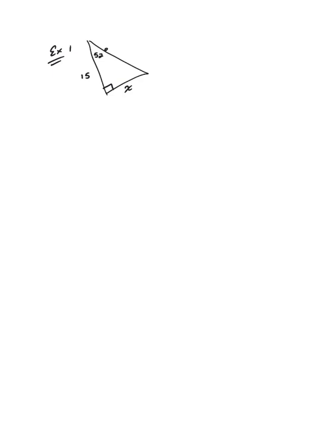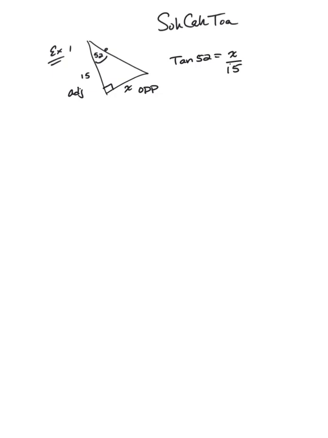Number 1, label the sides according to this angle, 52 degrees. So this is the adjacent, this is the opposite. Which trigonometric ratio uses adjacent and opposite? Tangent, right? Remember, SOH-CAH-TOA. So the tangent of 52 is the opposite over the adjacent.